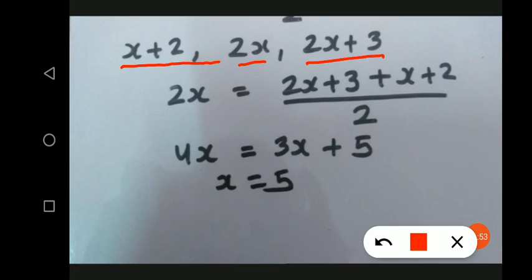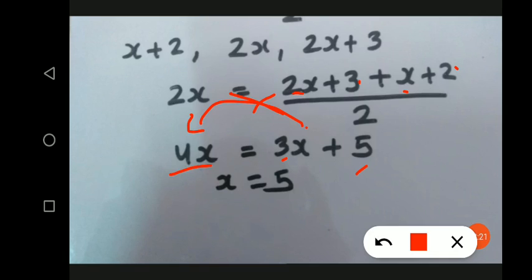Just now we came to know that the second term, the middle term, is the average of the other two terms. So 2x is equal to 2x plus 3 plus x plus 2 divided by 2. What I have done is simply cross multiplication. So it becomes 4x equals 2x plus x, 3x, plus 3 plus 2, 5. When this 3x goes to this side, it becomes x, and thus we get x is equal to 5. So in this way also you can solve the problems. Okay students.